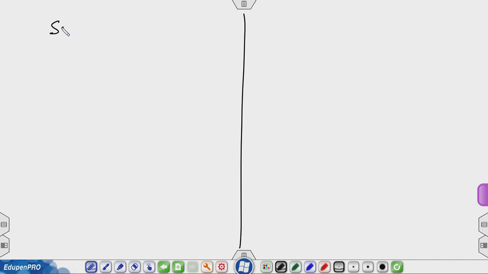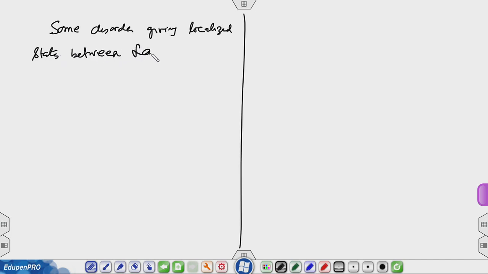So, some disorder giving localized states between Landau levels is important to have. So, this is how you see these plateaus.